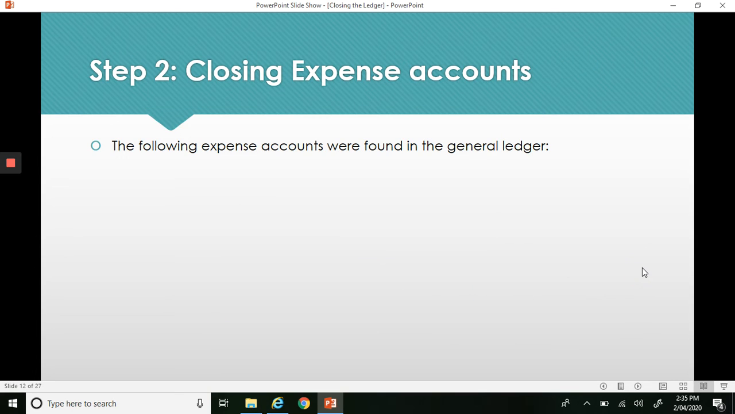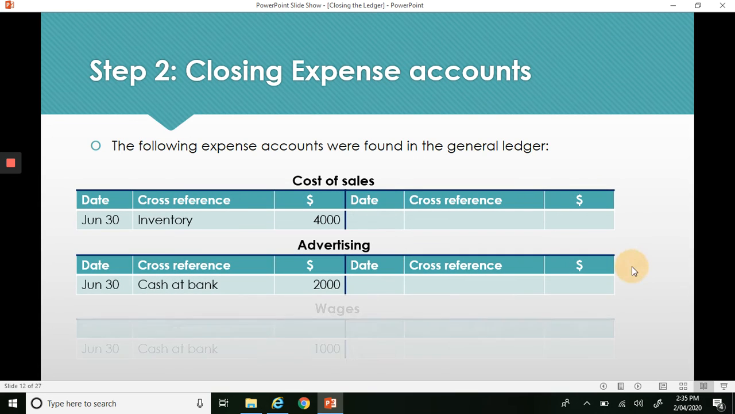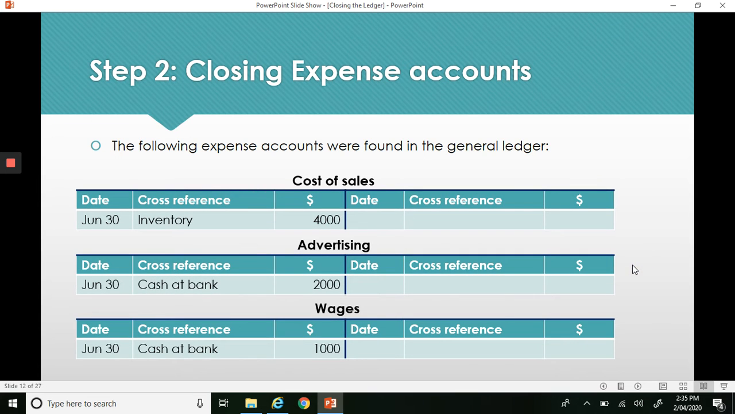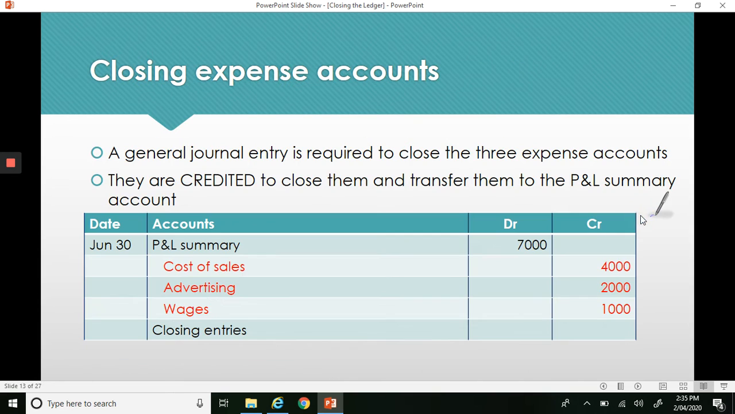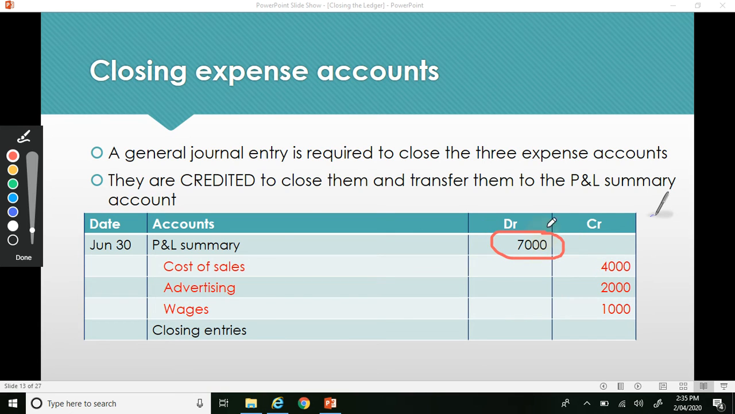Right, the second step is closing expense accounts. The following expense accounts were found in the ledger. So these are just some typical ledgers, and of course they'll all be debits. Okay. So a general journal entry is required to close these expense accounts, and of course they are credited and then transferred to the profit and loss summary account. So here you can see them. We credit the expenses and one debit to the profit and loss summary account.